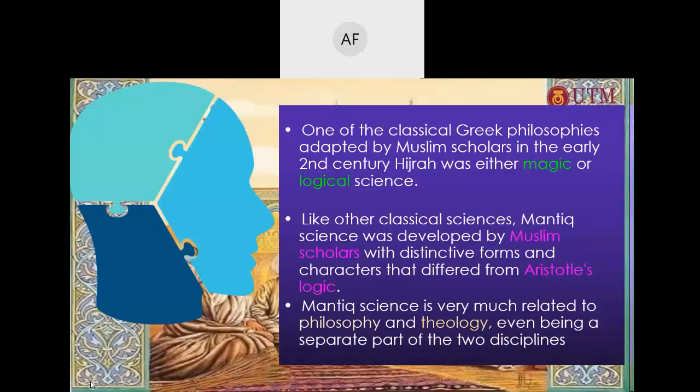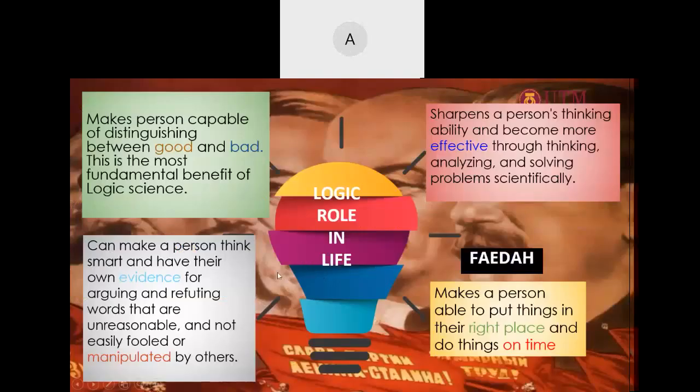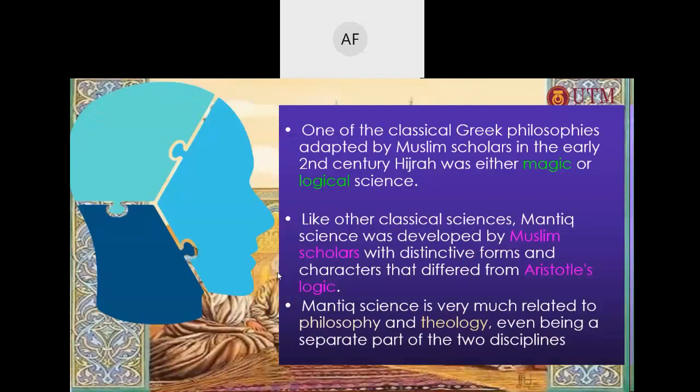So, one of the classical Greek philosophies adapted by Muslim scholars in the early 2nd century of Hijri was mantiq, or logical science. Like other classical sciences, mantiq science was developed by Muslim scholars with distinctive form and characters that differed from Aristotle's logic. Mantiq science is very much related to philosophy and theology, even being a separate part of the two disciplines.